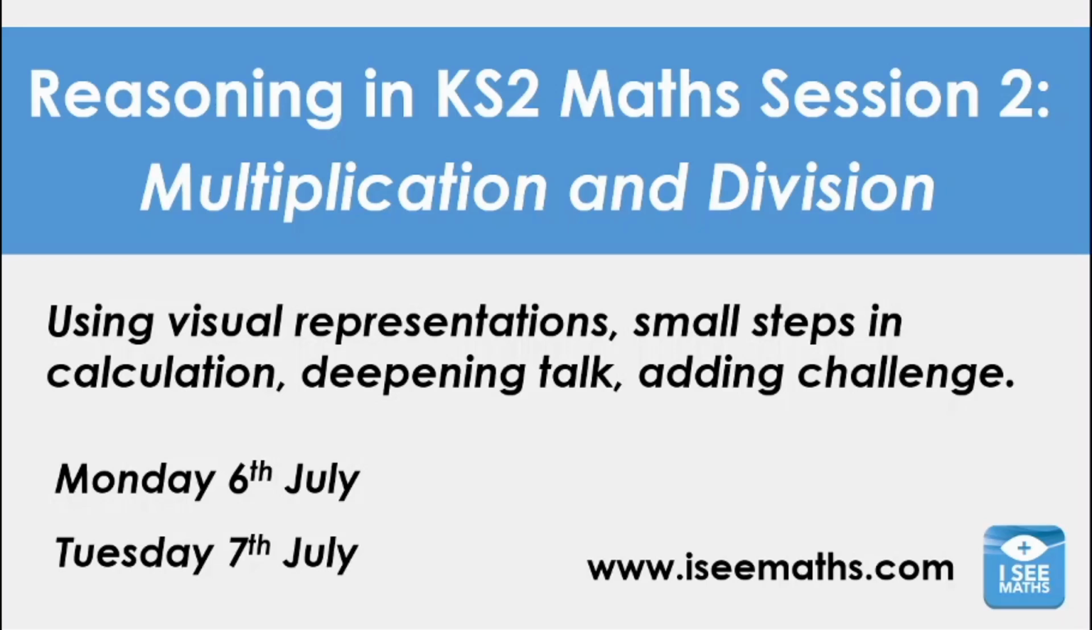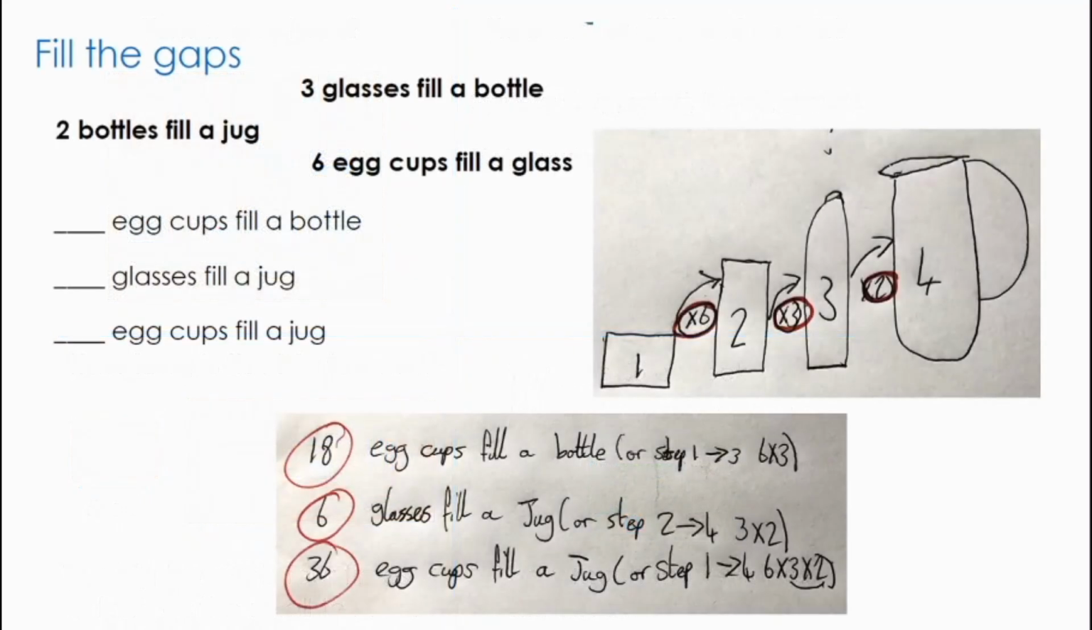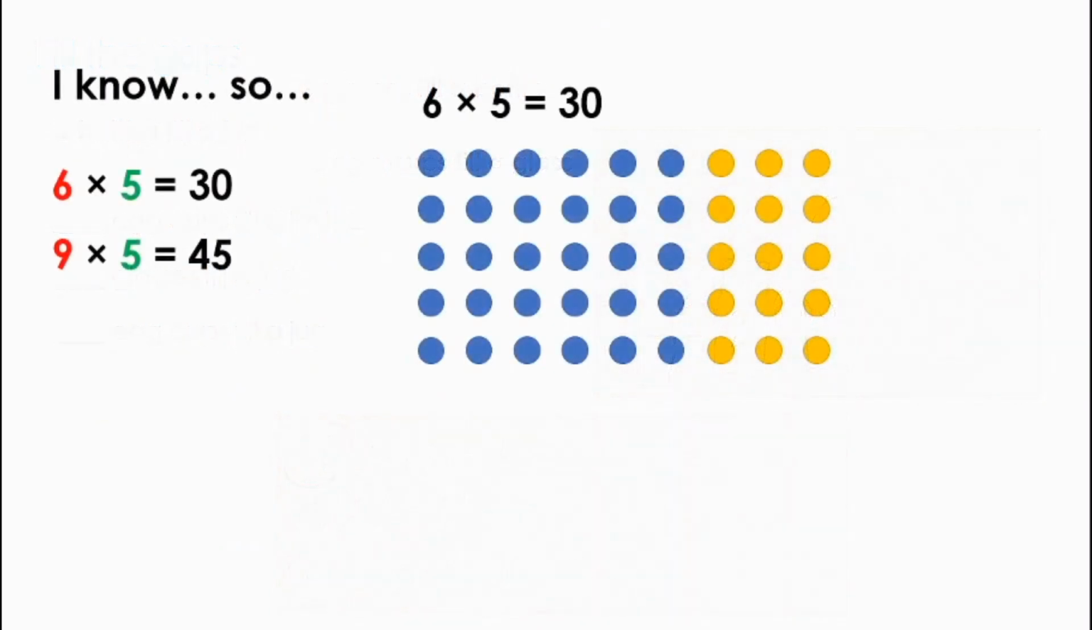There's going to be reasoning built in right throughout sequences of lessons. We'll consider different forms of multiplication and how that can get children thinking in different ways and using different visual representations. And we'll look at the ways that children might represent their own thinking.